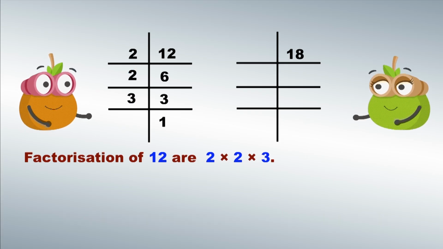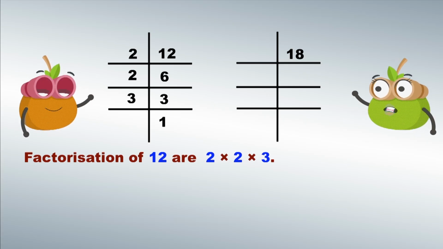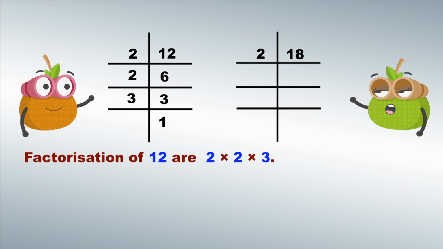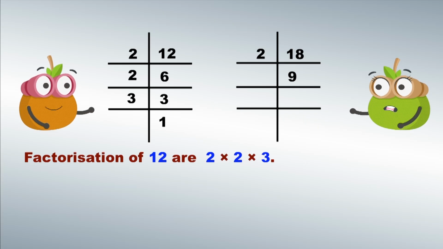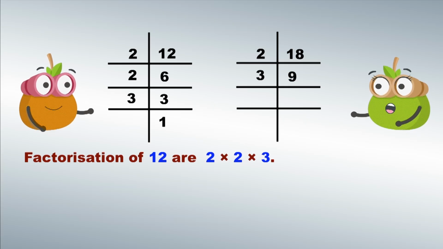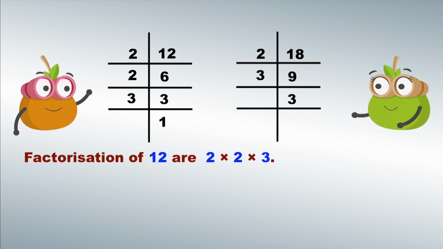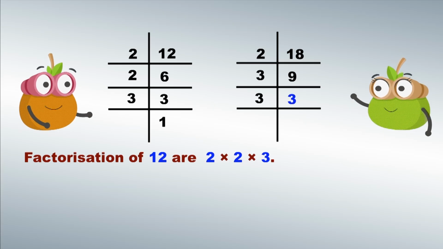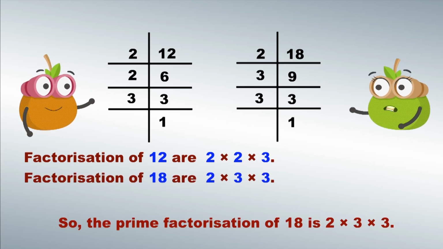Moving on to number 18. Let's follow the same process. The process begins. 18 divided by 2 equals 9. Let's continue by dividing the number 9, which is odd, by the next prime number 3. 9 divided by 3 equals 3. We have reached number 3, again a prime number. We will write 1 below 3 as 3 divided by 3 equals 1. So the prime factorization of 18 is 2 multiply 3 multiply 3.